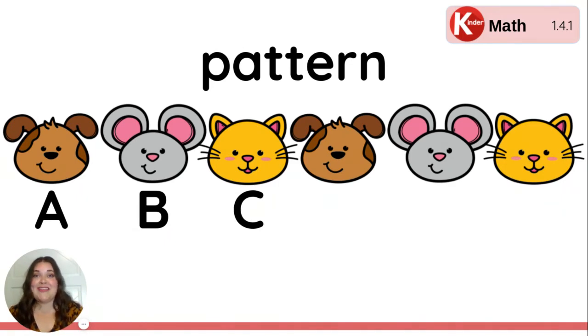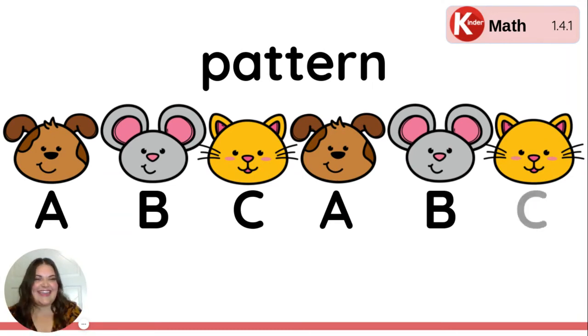But now our pattern repeats again. This dog will now get the letter A. It will match. And this mouse will get the letter B. It will also match. And that tricky cat, don't let him trick you. He will now get the letter C. Very good. Let's see if you can read our letter labels together. Read with me. Ready, go. A, B, C. A, B, C. Great job!